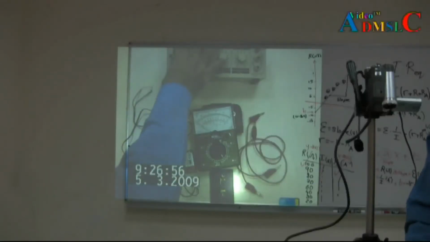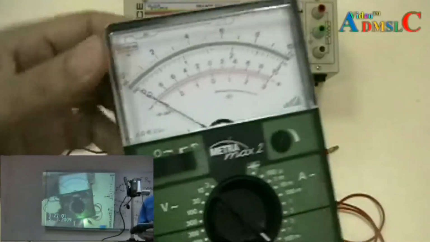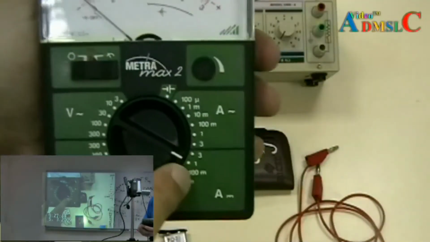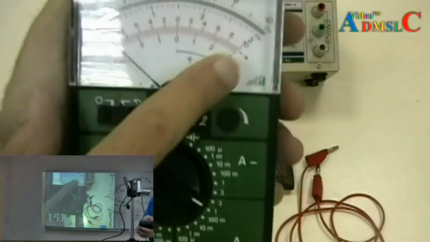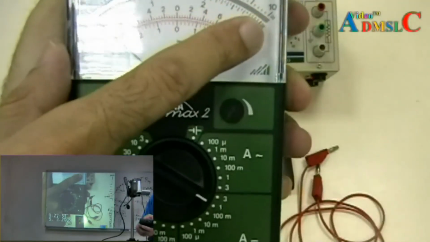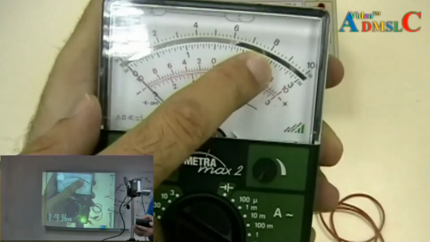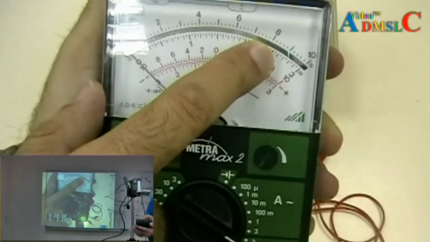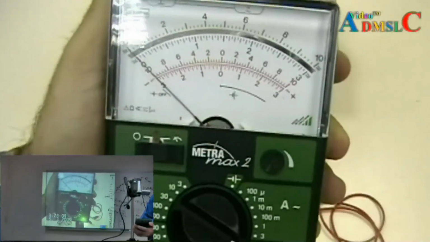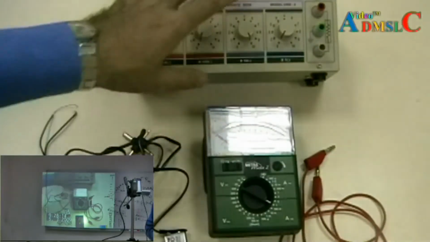Clear? Okay, this is my resistance box. I will prepare my ammeter. When I put it on 1 ampere, the maximum value is 10. This 10 represents 1 ampere. If this 10 represents 1 ampere, 8 represents 0.8. 6 represents 0.6. And so on. Just to know how to read. We'll make it. Okay?